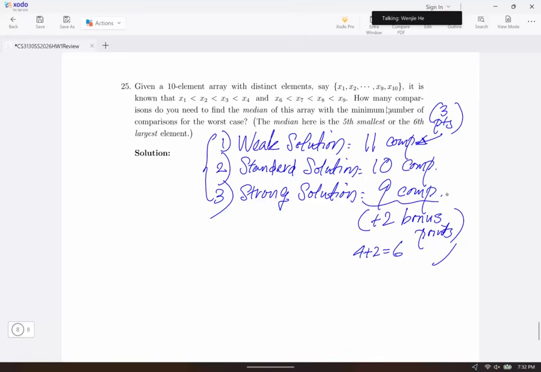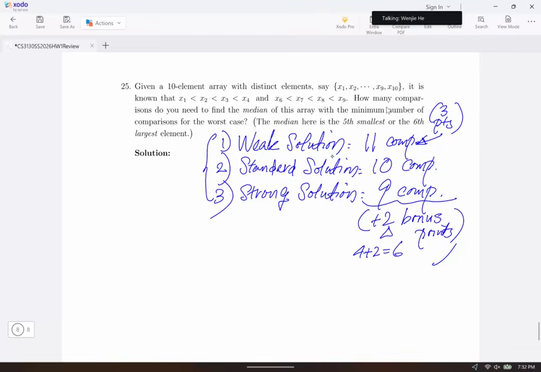So 9 comparisons, but your solution must be correct. I need to read your logic carefully. If I see everything is correct, then you get 2 bonus points for a strong solution. Okay. All right. Now here, let me talk about the weak solution.